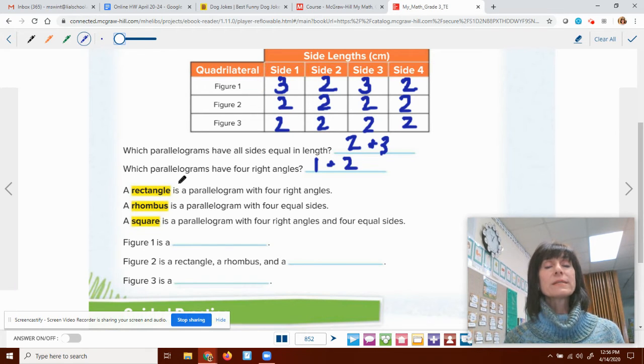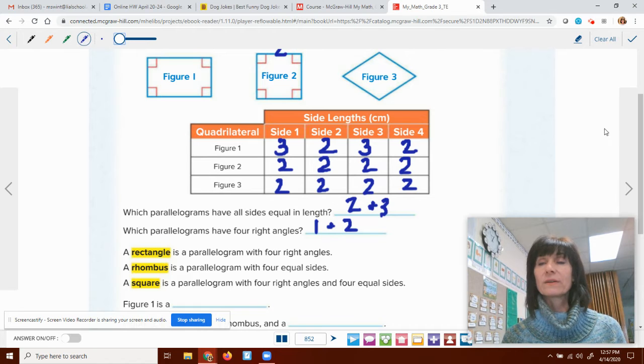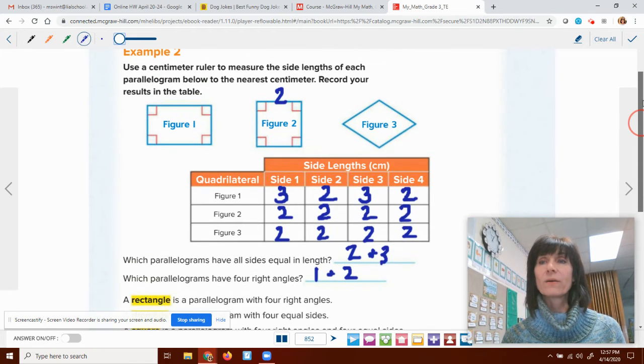A rectangle is a parallelogram with 4 right angles. A rhombus is a parallelogram with 4 equal sides. A square is a parallelogram with 4 right angles and 4 equal sides. So if we take a look then at number 1, figure 1 would be a rectangle.